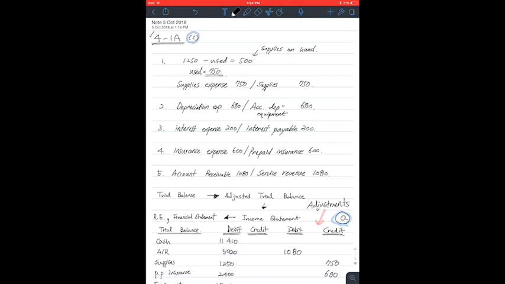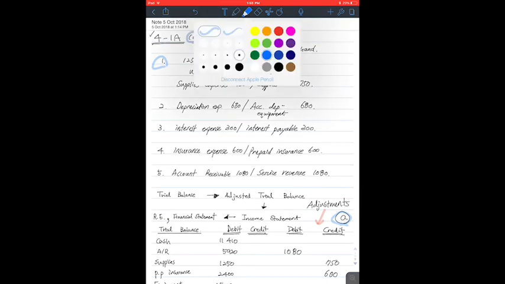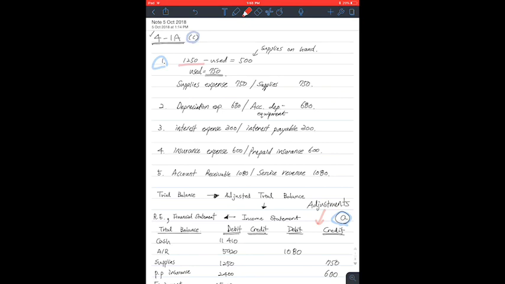There is a trial balance of this company, and you have to make adjustments according to the other data below the trial balance. And number one, it says supplies on hand total 500. I think we did this earlier in other questions. If you have a look at your worksheet trial balance, you can see that supplies is 1,250. And then if you minus the used supplies, then 500 will be supplies on hand.